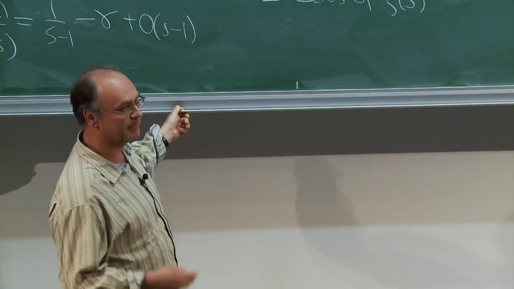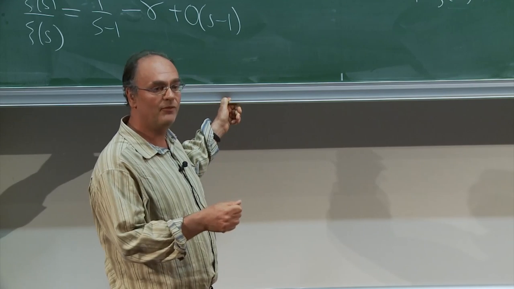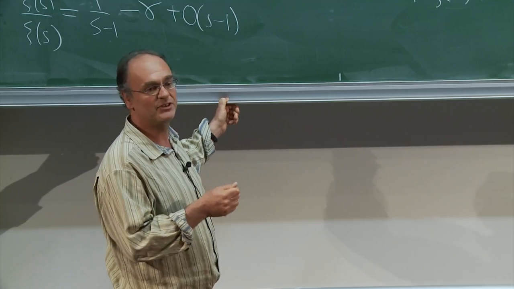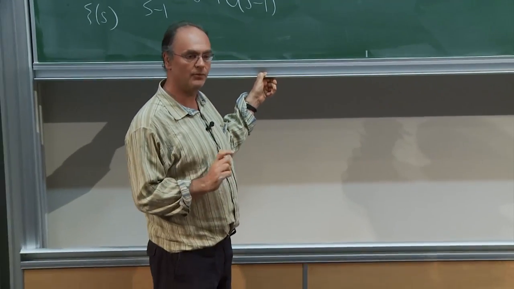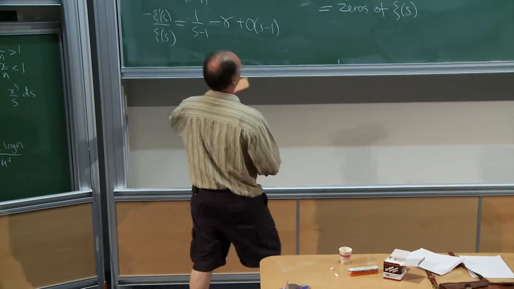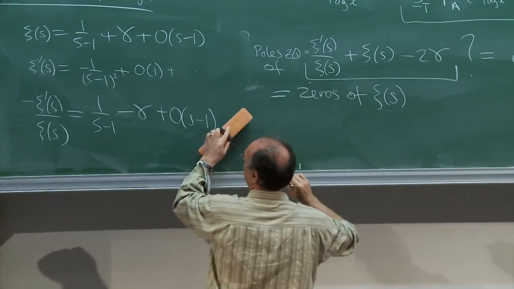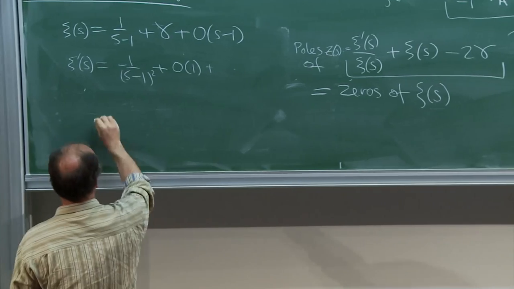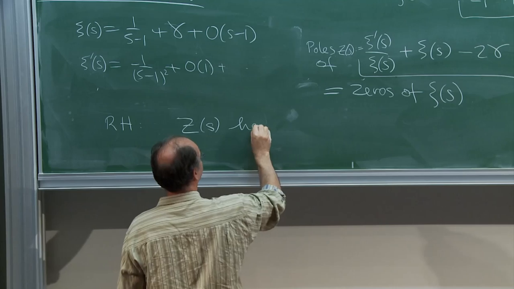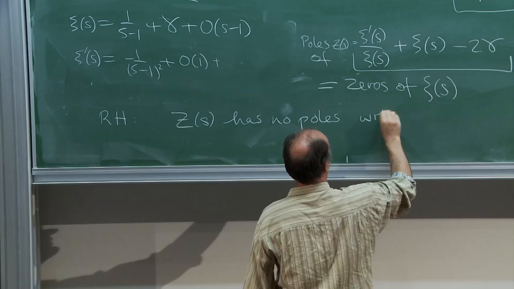If you're a good analyst, you might have good ways of tracking zeros. But if you're like me, the only thing you know that's easier to do is to show something's not a pole, because something's not a pole means it doesn't diverge to infinity, which is relatively easy to do. So we have this function. I'm going to call this function Z of s. And the Riemann hypothesis can then be rephrased: Z of s has no poles with real part of s greater than a half.